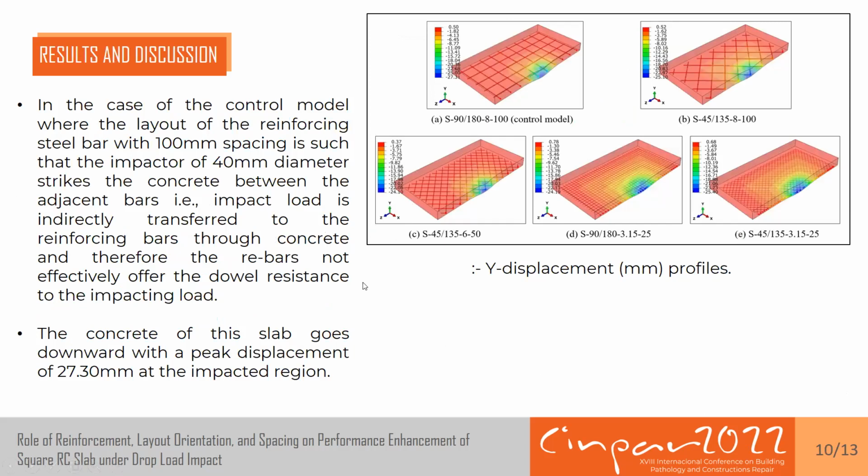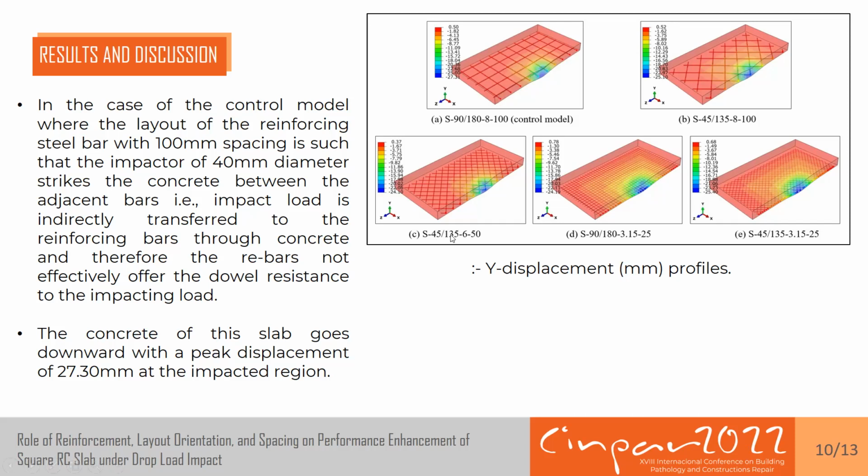Coming to the results and discussion, a total of five slabs have been modeled and considered in this study. The first slab has a reinforcement layout of 90-180, and this is the control slab. In the second slab, the reinforcement layout is changed from 90-180 to 45-135, keeping the diameter and the spacing of the bars the same as in the control model.